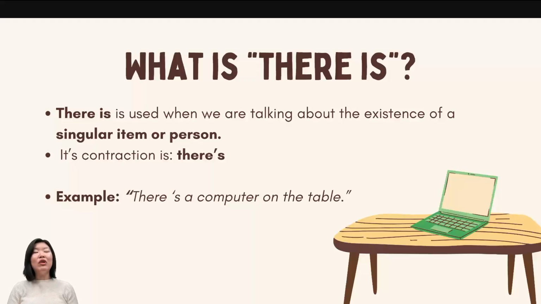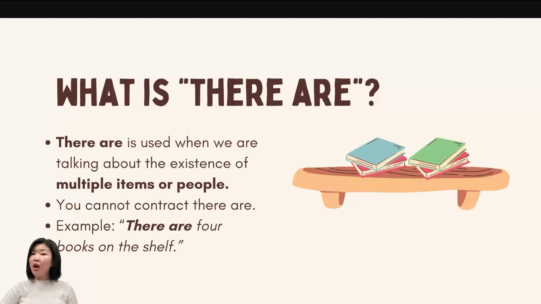Usually we write there is in written form and there's when we're talking. For example, you could say there is a computer on the table, or when we're talking to someone, we could just quickly say there's a computer on the table. As you can see in the sentence, there is shows what is on the table, the existence of a singular item, right? So what is there are?